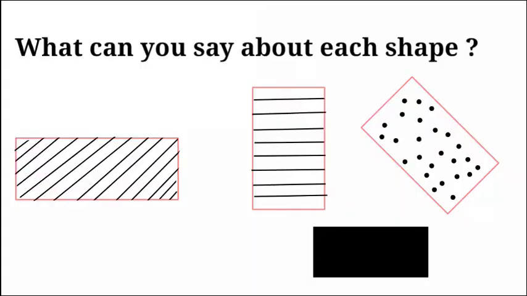Next, observe this picture. What can you say about each shape? Here the different shapes are there. What can you observe in the different shapes? First observe the first picture, and afterwards observe the second picture, and the third and fourth pictures also.